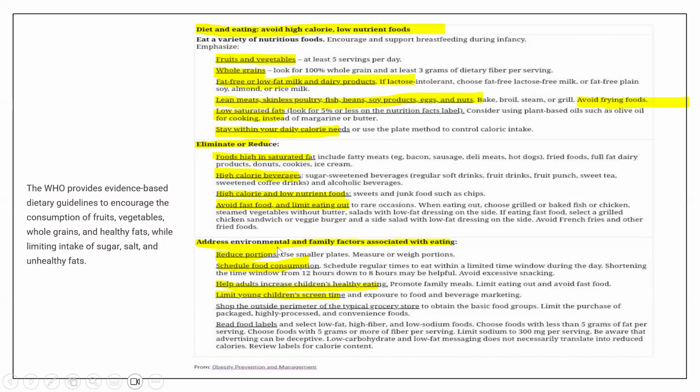We need to address the environment and family factors associated with eating, like reducing the size of portions and scheduling food consumption. Adults need to help children eat healthy and limit young children's screen time.